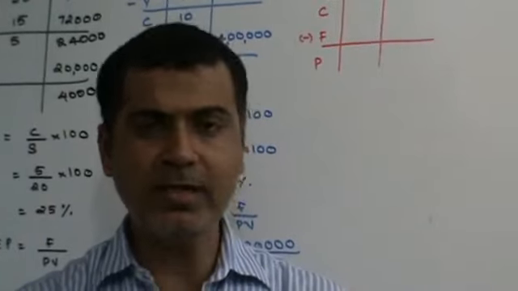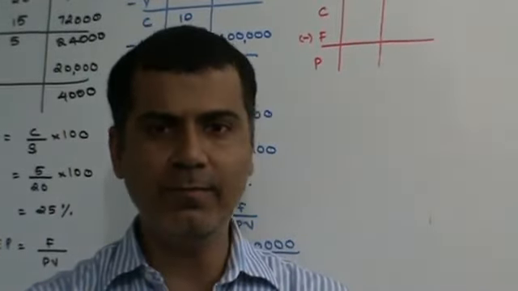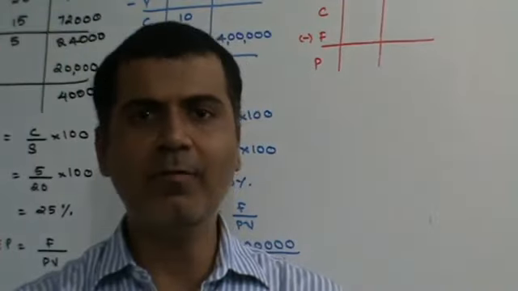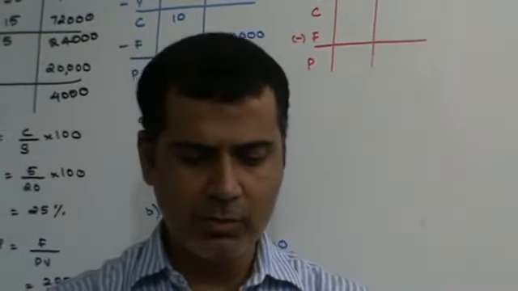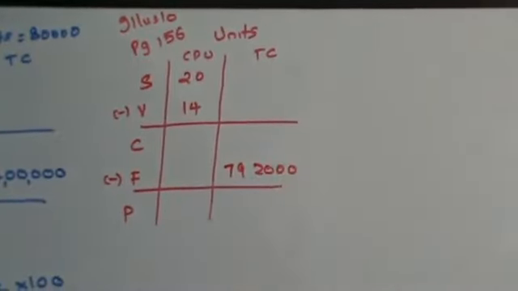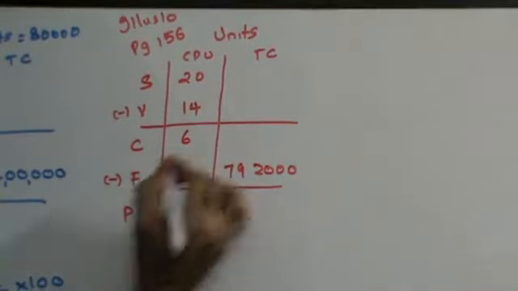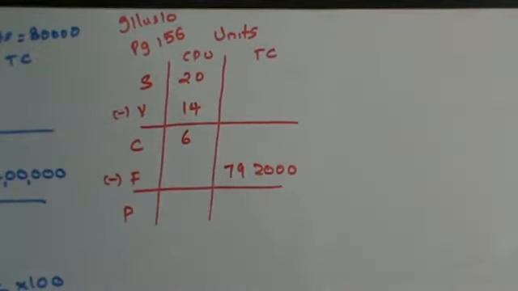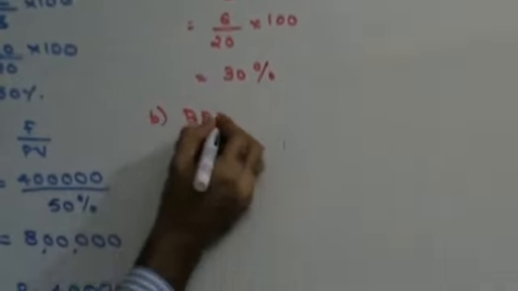Similarly, they have given you two fixed costs. They have given you fixed factory overheads and fixed selling overheads. You will have to add both of them to get the fixed cost. So 7,92,000. Right? Contribution is going to be 6. Irrespective of whatever they ask you in the sum, first thing that you have to do is find out PV. C upon S into 100. So that's 6 upon 20 into 100. That's 30%.